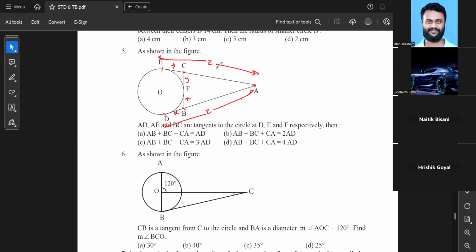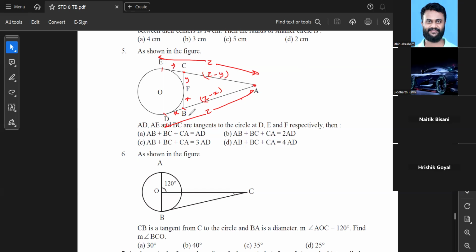Now this particular distance, let me call it as x. Oh, sorry, I'll call this as Z minus x, AB, and I'll call this as Z minus Y. Agreed? Yes, sir. So far, so clear?